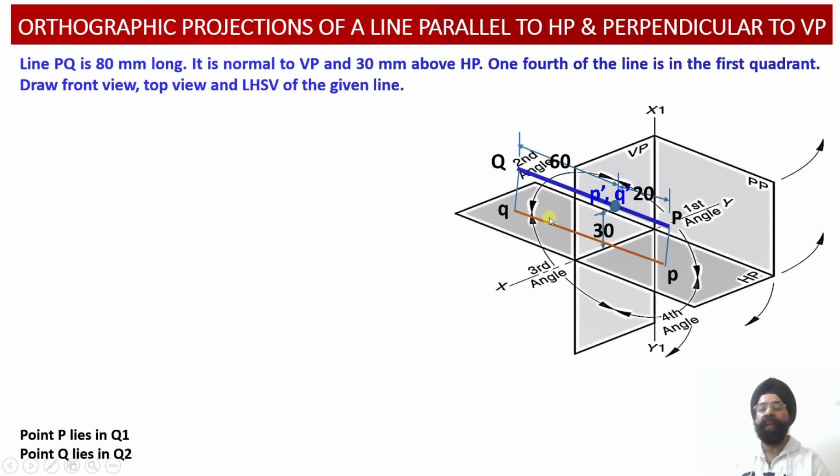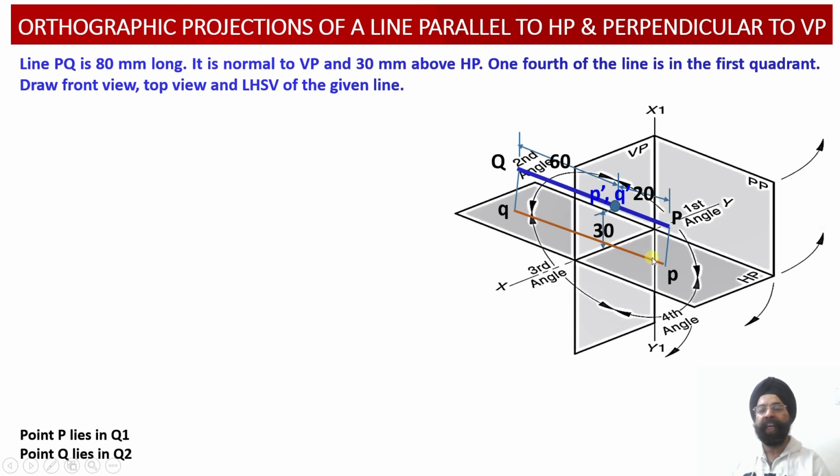Now we know from the basic theory of projections that this front side of the horizontal plane has to be rotated clockwise in the downward direction, and this side of the horizontal plane, that is behind the vertical plane, has to be rotated in the clockwise direction in the upward direction over here. So this will be rotated upwards, and this portion of the horizontal plane has to be rotated downwards.